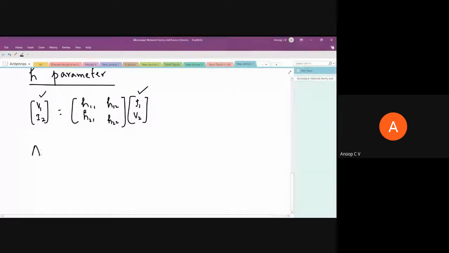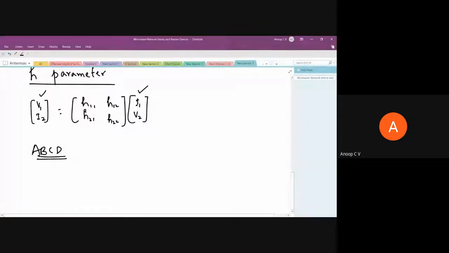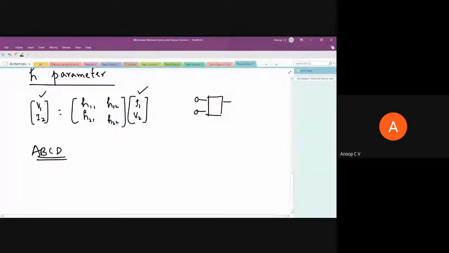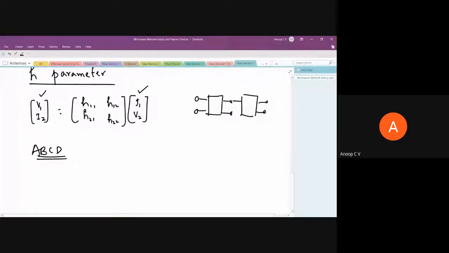Then ABCD parameter. It is a widely used parameter. Why? Because if you have many networks which are cascaded, then representing the network in terms of ABCD parameters is easier. Because the net description will be the product of the individual networks' ABCD parameters. So depending upon our application, we will use any of these. So what is ABCD parameter, by the way?